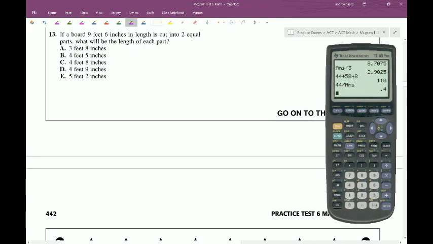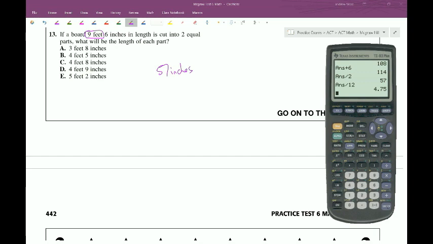If a board 9 feet 6 inches in length is cut into 2 equal parts, what will be the length of each part? So this 9 feet can be converted into inches by multiplying it by 12. Okay, then we can add the 6. That tells us the total number of inches. Divide that by 2, and that will tell us the number of inches for each part. So that's 57 inches. Now we need to convert that into feet. So we divide that by 12.